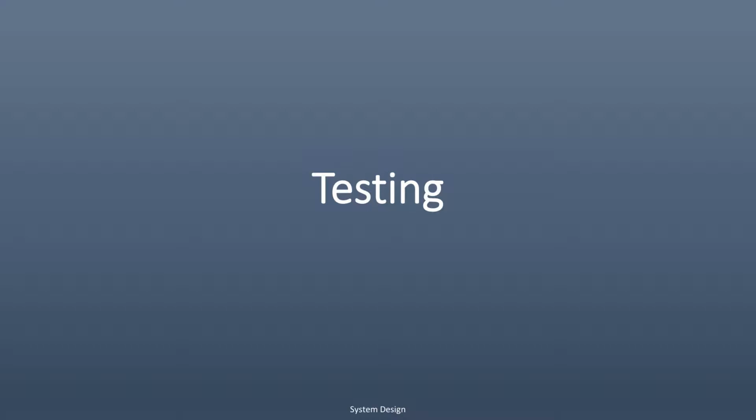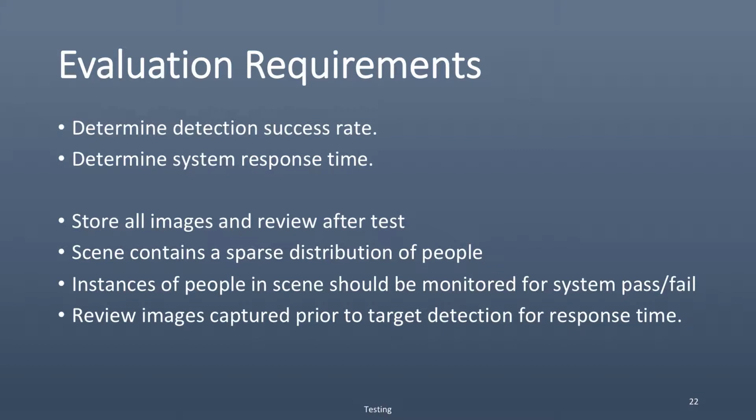On to testing. So the goal of our testing was to determine success rate, or when there's an object in the scene, whether the device was able to detect it at some point before the object left the scene. In addition, what the system's response time is for those objects that it does detect, or rather how many frames the object is in the scene before it is detected. To accomplish this, we stored all the images and reviewed them post-test.